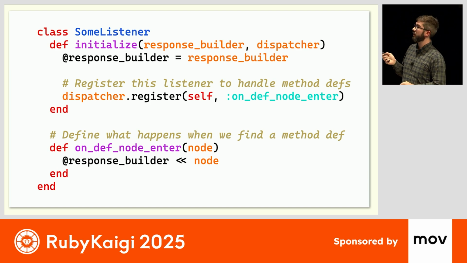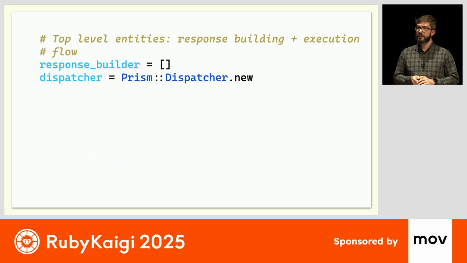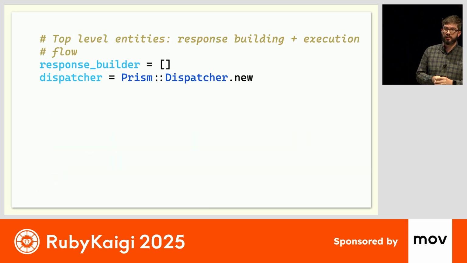And the last step is to define, well, what happens when we find one. For this example, we're just pushing the node into the response builder. The way that we can use this listener is first we define the two top-level entities that control the composing of the response and the execution flow. So in this case, we're just going to be using an array for the response builder. In the actual implementation, it is more complex than that.